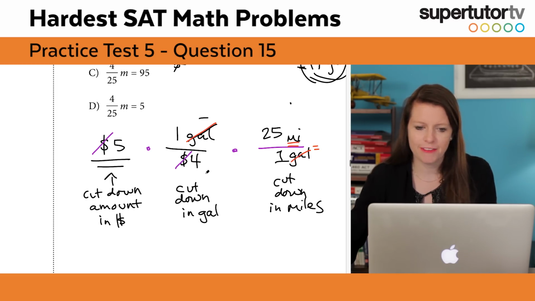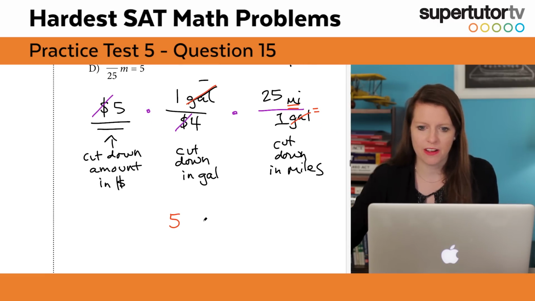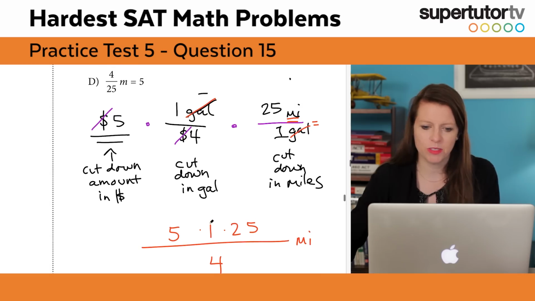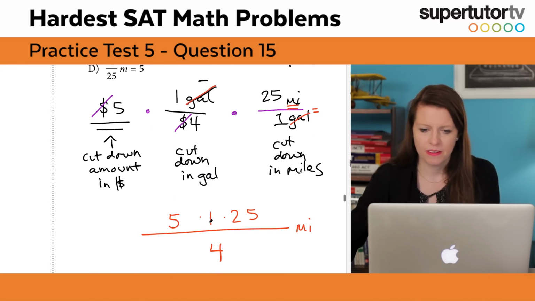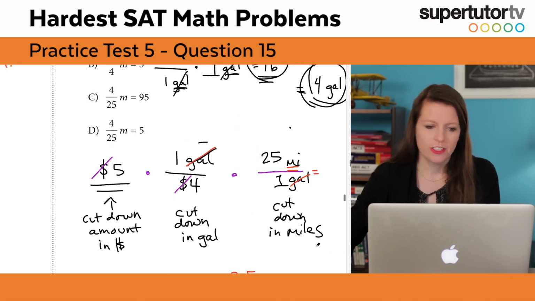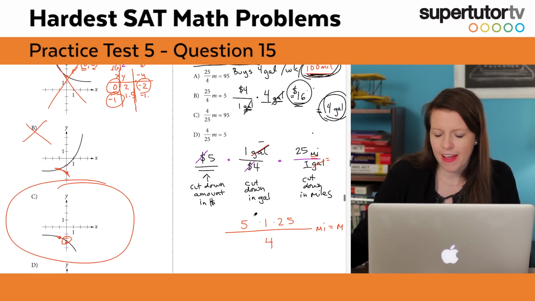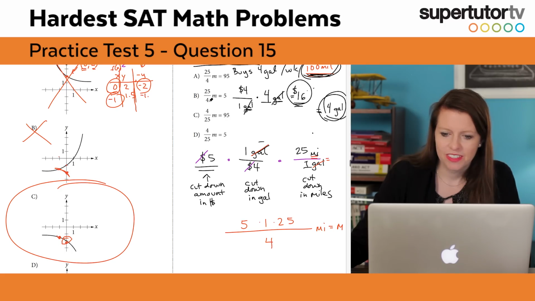So here we go, 5 divided by 4, and I can write this out, 5 times 1 times 25, all over 4. My dollars cancel, my gallons cancel, and this will give me miles. And that is 5 times 25 over 4 equals M. So now here's the deal. I did it this way, they did it that way. You guys see what I mean? So I have 5 times 25 over 4 equals M. They have M next to a fraction.